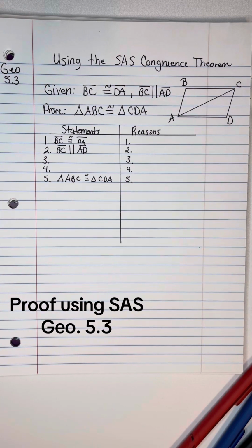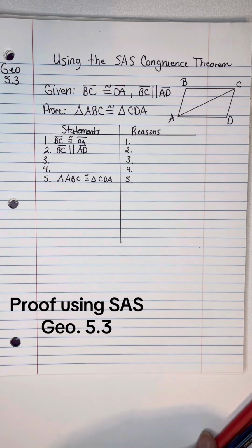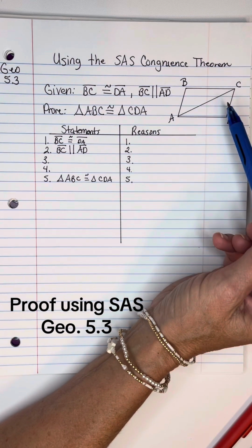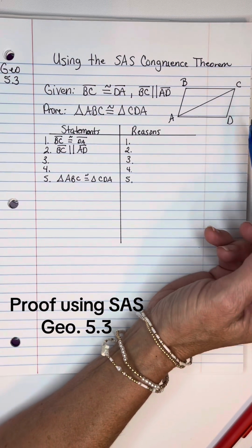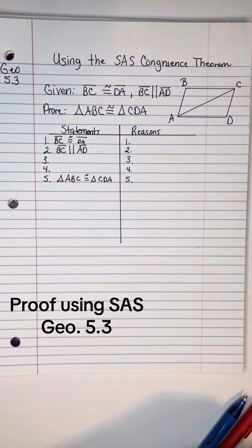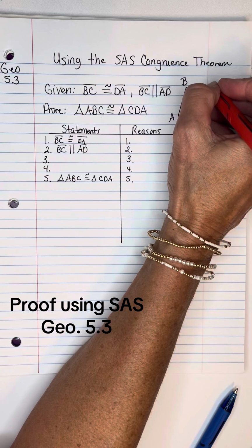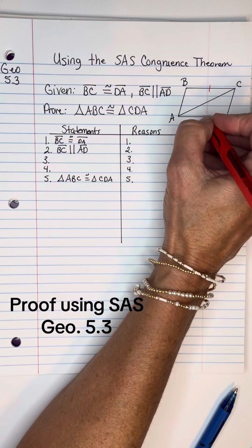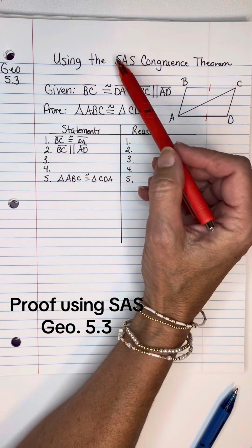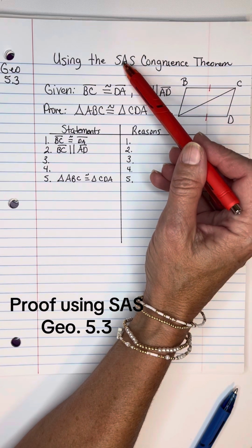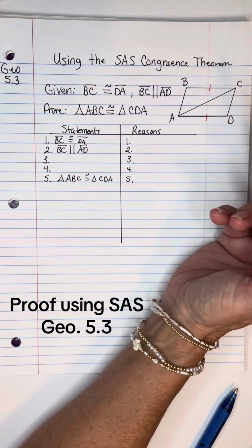Let's do another proof. We're going to use the side angle side congruence theorem to prove that this top and bottom triangle is congruent. Now I'm given the information that BC is congruent to DA, so segment BC hash mark, segment DA hash mark. And we know if we're doing side angle side, we're looking for an angle in between two sides that are marked congruent.